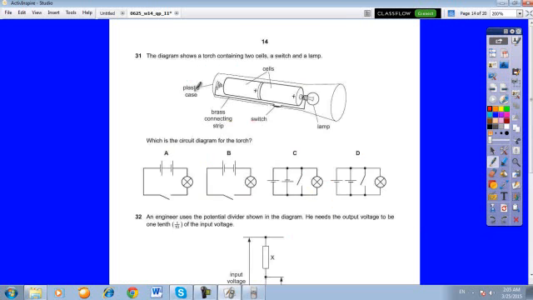31. The diagram shows a torch containing two cells, a switch, and a lamp. Which is the circuit diagram of the torch? We have a battery connected with two cells in series, positive of the first one to the negative of the second one, and a switch.